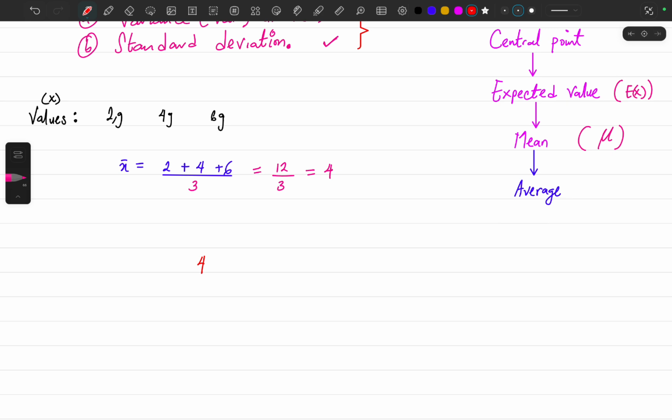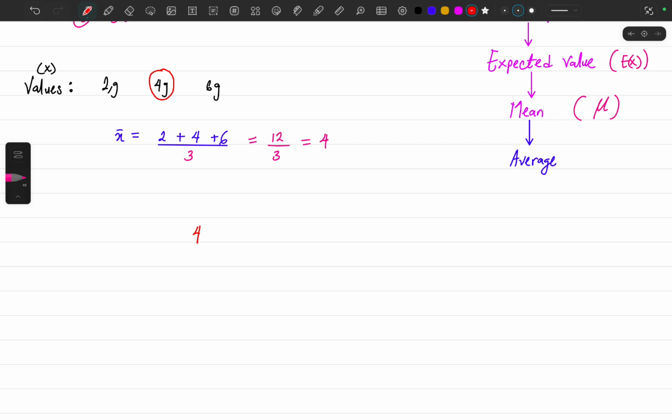See, I've put 4 there. Now, this 4 is the center point of this data, which means I could take that 4 as the center point of the data. So if 4 is the center point of the data, what does it mean? Now, in this case, I will do something for you. I'm going to take the first number, which is 2.